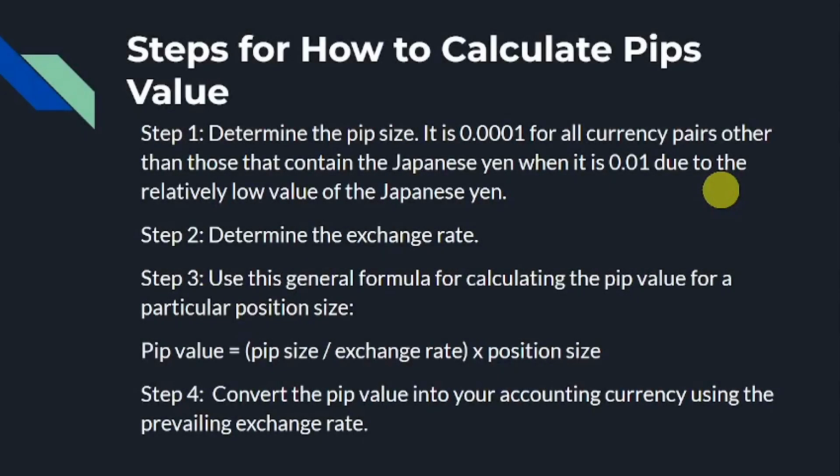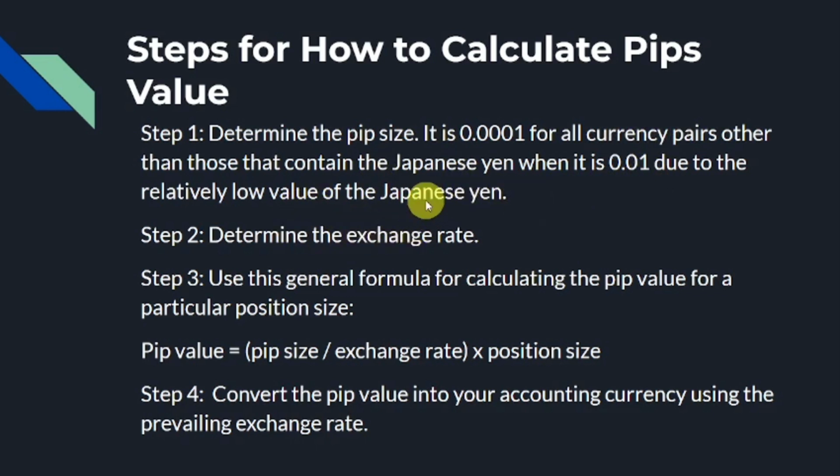So how to calculate pip or pip value, you understand? You can also write this down or take a screenshot. Step 1, determine the pip size. It is 0.01 for any currency pair other than those that contain the Japanese yen, which is 0.01 due to the relatively low value of the Japanese yen. To determine the exchange rate.